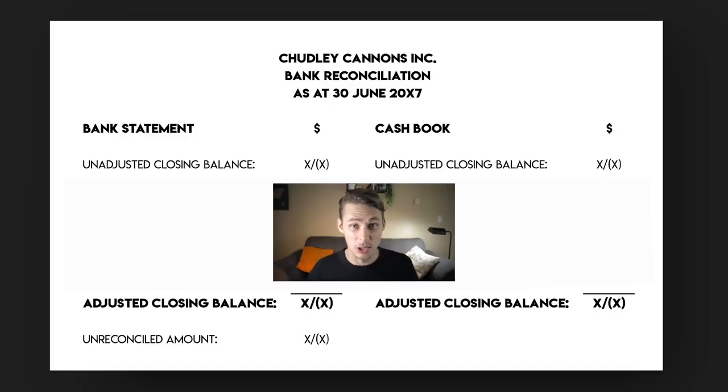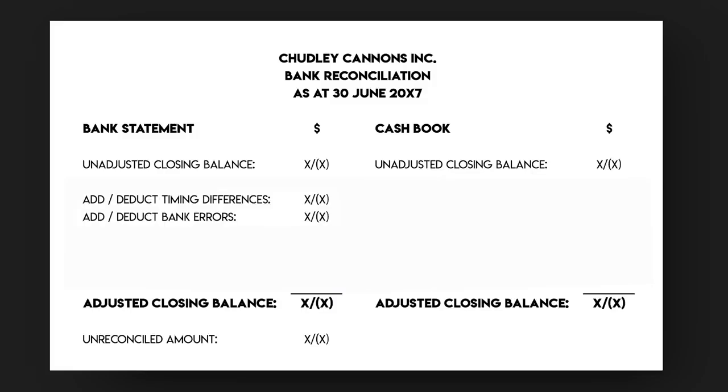So what's going on in the middle here? We've got a lot of blank space. This is where all of our adjustments go. Remember the omissions, timing differences and errors that we talked about earlier? We adjust the bank statement for timing differences and errors that are caused by the bank. And we adjust the cash book for omissions and errors made by the accountant or bookkeeper.